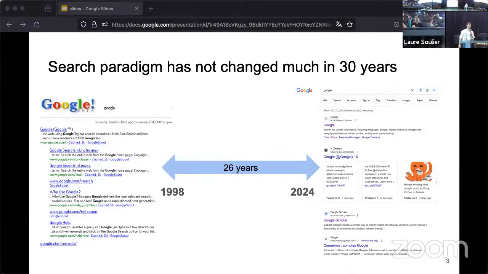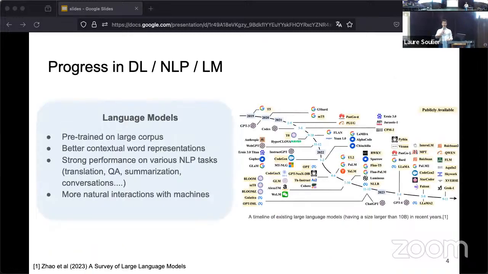However, the search paradigm has not evolved significantly in the last 30 years. It mainly consists of a few keywords entered into a search bar with results presented as a ranked list of relevant documents, as here. And in the case where a relevant document doesn't match the user's information need, the user needs to reformulate their query.